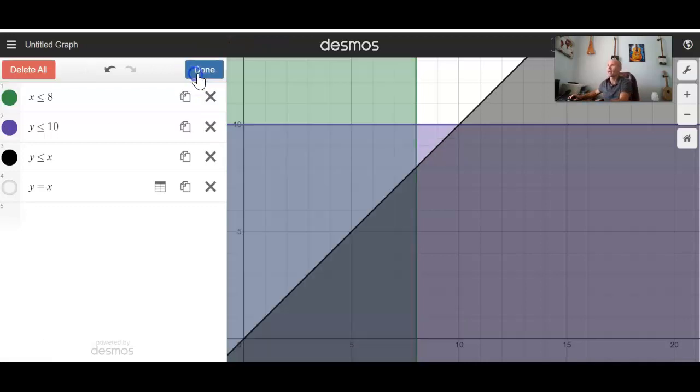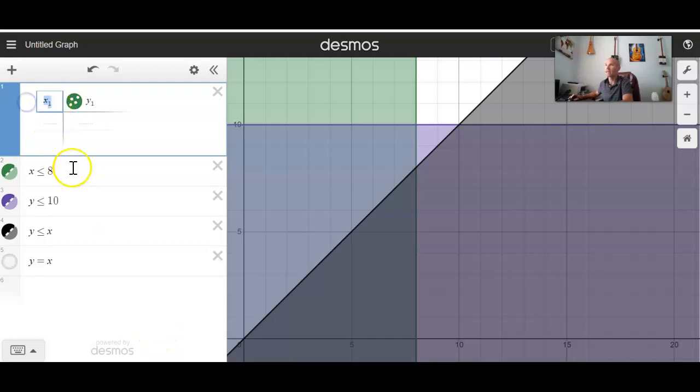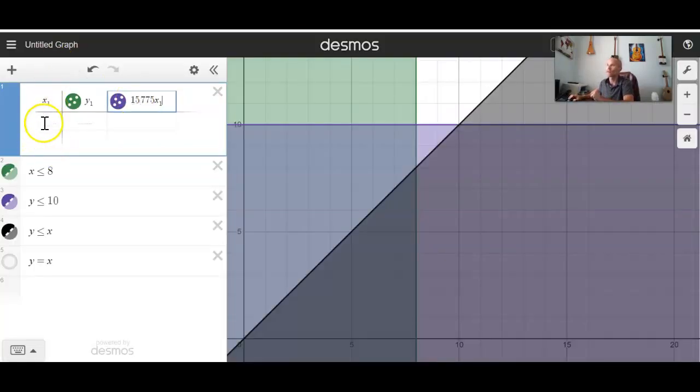Now I'm going to do one thing, and to make this a little bit more intuitive, let's put a table in. And the table by default will create a column that's called x1. And then what I want to do is leave it as x1 and y1. Okay, I'm going to uncheck this, but I'll have it plot the points. And then what I want to do is calculate the revenue here, which will be 15,775 times x1, so that way whatever number I enter into this table here, it'll multiply it out, plus 13,015 times y1.